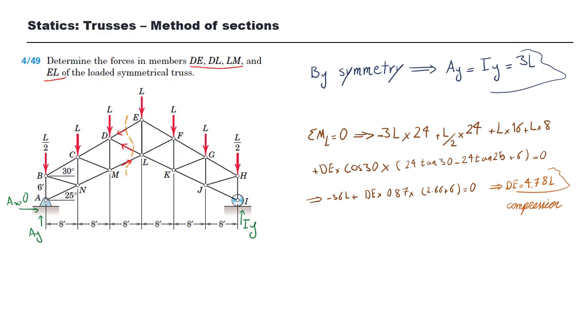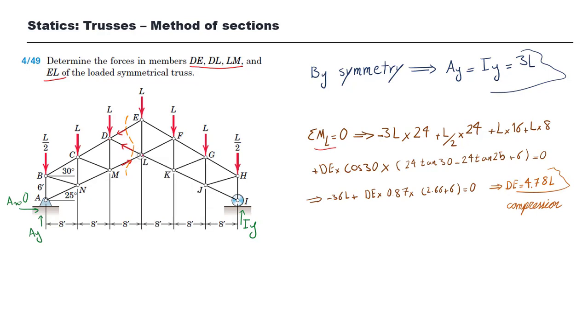As you can see in this structure, two of our unknowns are passing through L and two others are passing through D. So if we write moment equations about these two points, we can calculate two of our unknowns, and then later by writing the equation of equilibrium along the y direction, or similarly the x direction, we can determine our third member. So let's write the moment equation about point L.